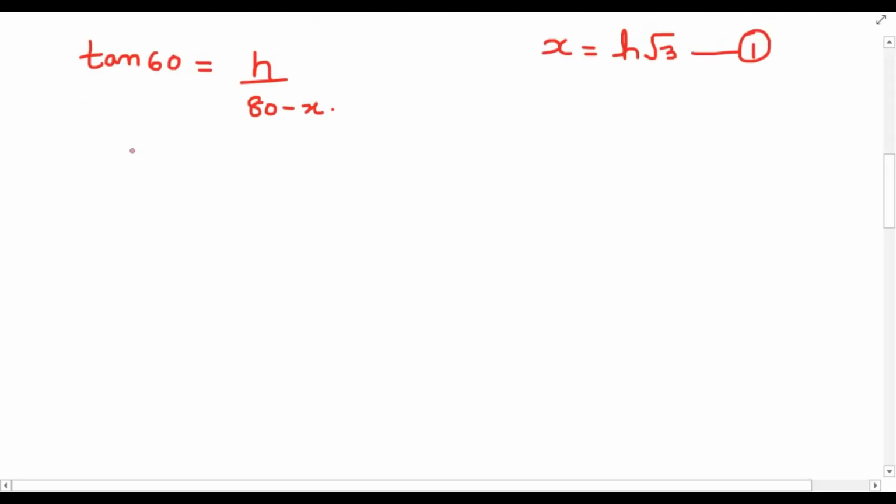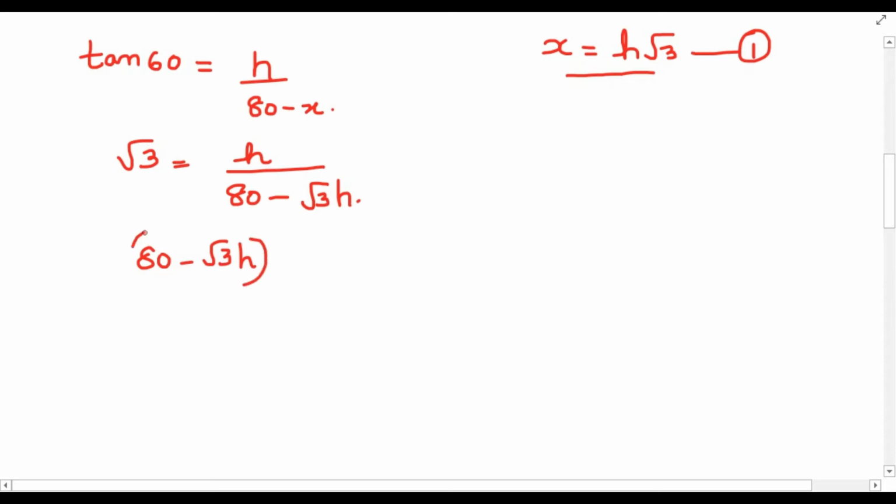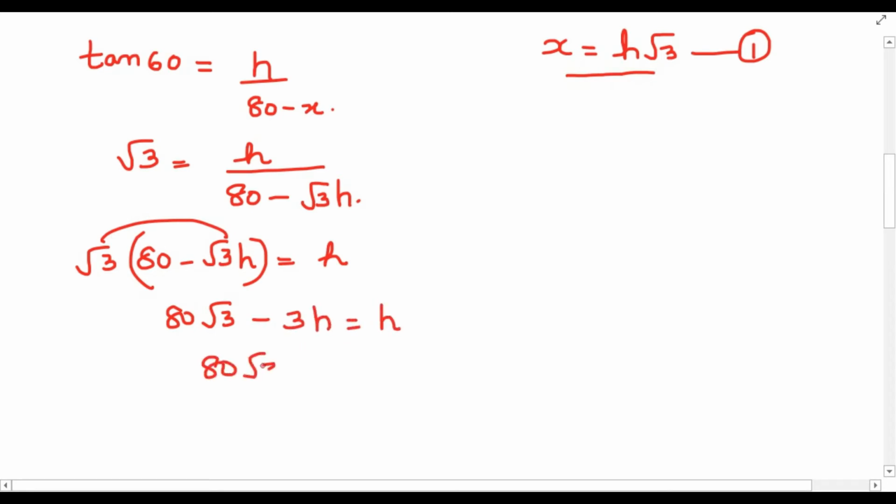Now we substitute the value of tan 60, which is root 3, equal to h divided by 80 minus x. From the first equation we have x is root 3 h. We'll cross multiply this. So we have (80 minus root 3 h) into root 3 equal to h, or 80 root 3 minus root 3 into root 3, which is 3h, equal to h.